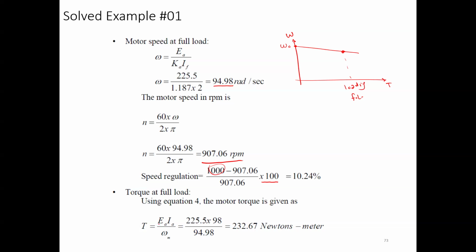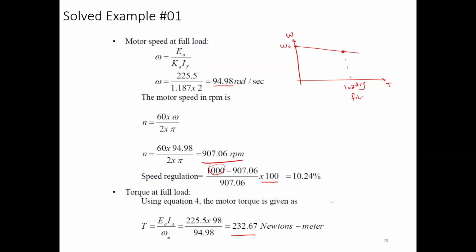So torque is the developed power divided by omega m. So the developed power is the induced volt times Ia. So this is the induced volt we calculated at full load times the armature current at full load, divided by the motor speed in radian per second. So this is the amount of torque, which is measured in Newton meters. So this is the full load torque.